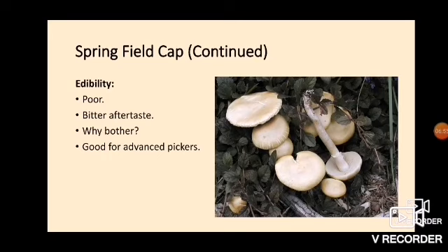Perhaps you can pick them and find a way that these can be eaten where they're absolutely delicious. Probably not, but who knows? Those are good for advanced mushroom pickers. I didn't really include any lookalikes because probably shouldn't be any occurring at that time.